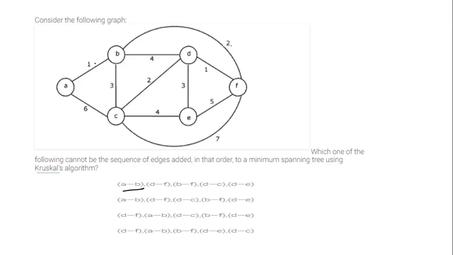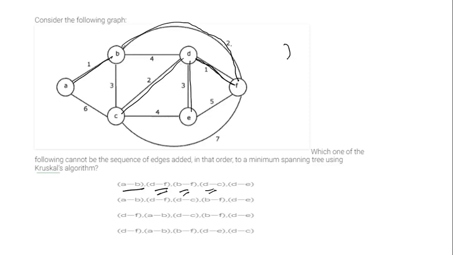So first it is AB. AB is 1. Then DF. This is also one, no problem. We can choose this. Then BF is 2. We can have it. What is the problem? Anything else? BF, okay, BF also we can have. DC. DC also you can have. And then finally DE.